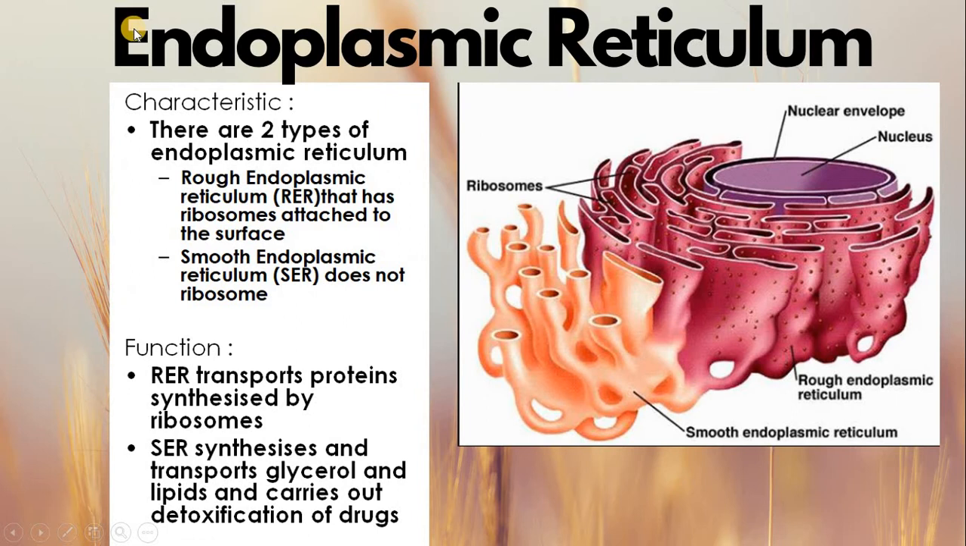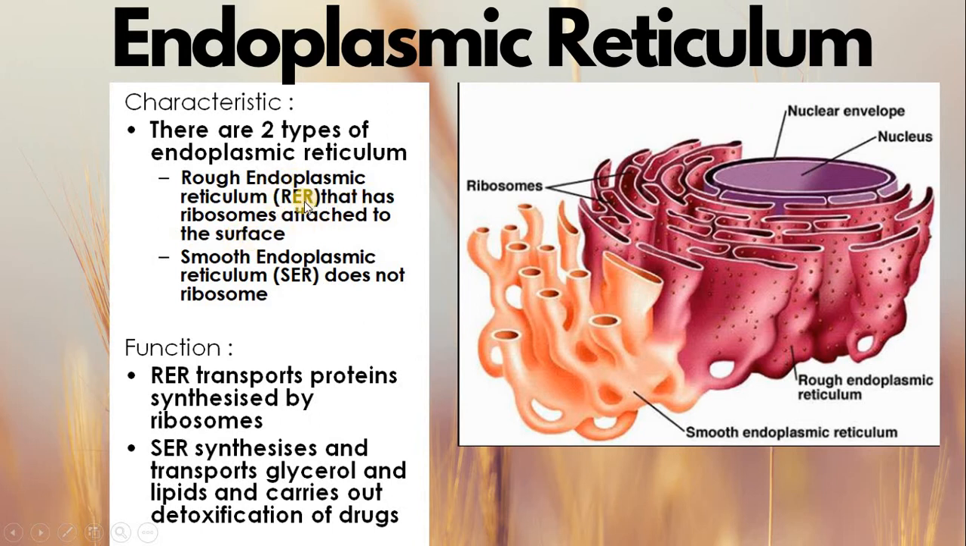Now, the other organelles inside the cell. What are they? Endoplasmic reticulum. There are two types of endoplasmic reticulum. First, rough endoplasmic reticulum, or we can call it RER, which has ribosomes attached to the surface.